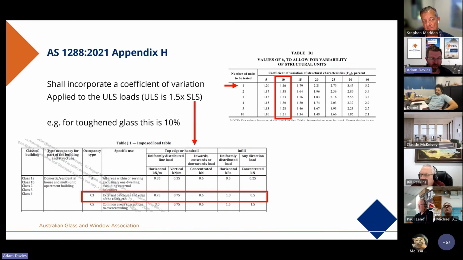I will note that some Appendix H test reports have had interesting guidance around this. Some have not included it, or some have simply applied 10% to the ULS factor, where that 10% is the coefficient of variation. It is not the KT factor. So you do need to look at some guidance from Table B1 of 1170.0.